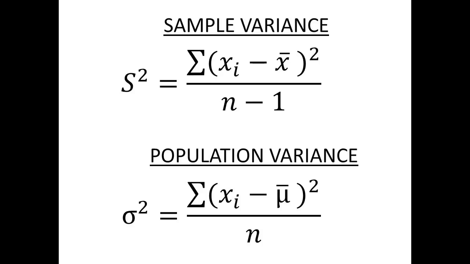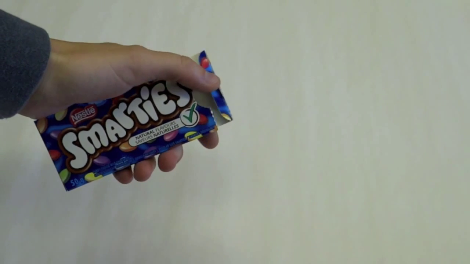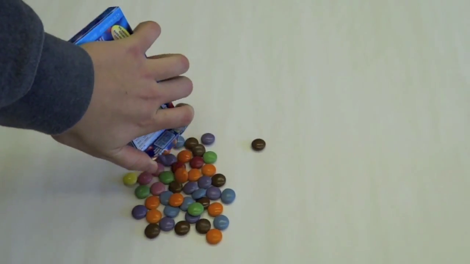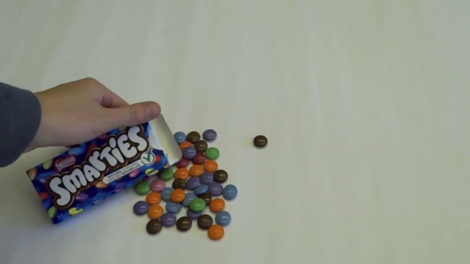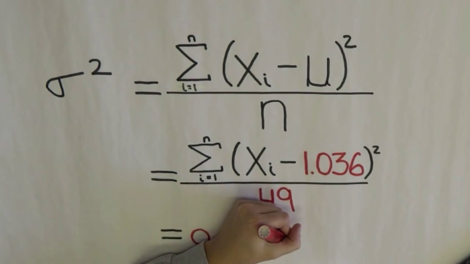The reason that the variance of a sample differs from that of a population is easy to understand if you look at the calculations the right way. In part 1 of this video, we considered a population consisting of all of the Smarties in a certain box, and we weighed each Smartie so that we could calculate the population mean and variance.